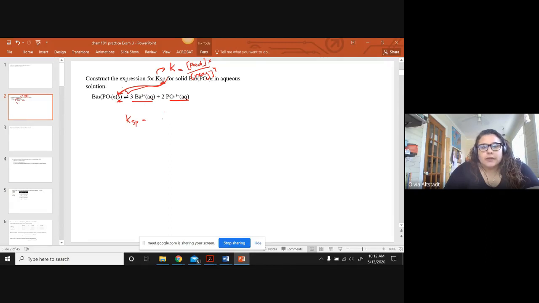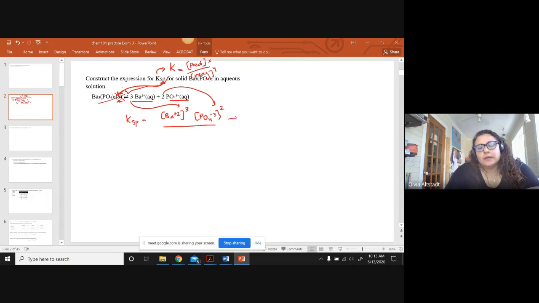Okay, products are barium ion, and there's 3 of them. That 3 is the coefficient and the power of that concentration, so you raise it to the power of 3. And then the other one is phosphate. This coefficient 2 becomes the exponent of phosphate. Then you're supposed to write the reagents here, but this reagent is a solid, so you don't include it. So this does not go in there.